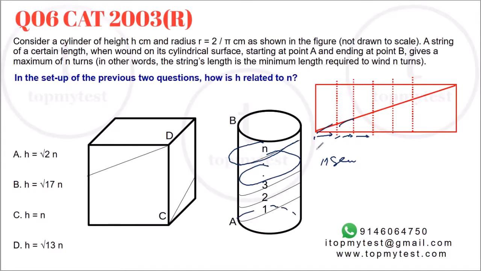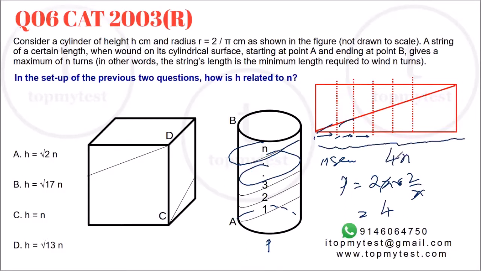Right. So your base perimeter, let's call it P. P is 2 pi r. Now what is the value of r? 2 by pi. So your base perimeter is 4 units. How many such turns are there? N turns. So this will be 4n units. Right. What is the height? That is what we need to find.